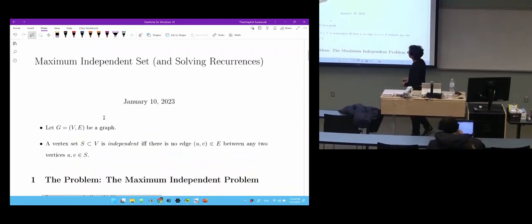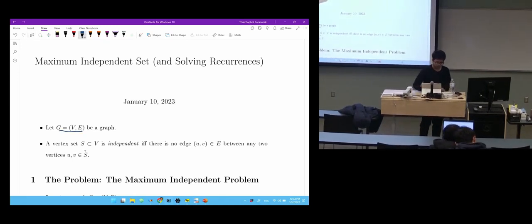So the next question that we can look at is a graph problem. Basically you have a graph, and the problem is to find an independent set that is as big as possible. When you have a graph, and let's say you have a vertex set S, I say that it is independent if there is no edge between any two nodes in S at all. Okay.